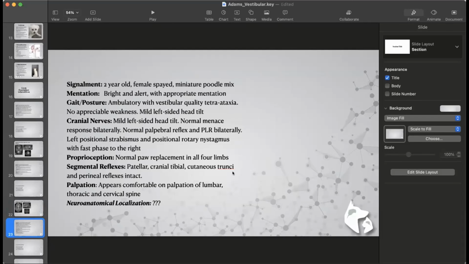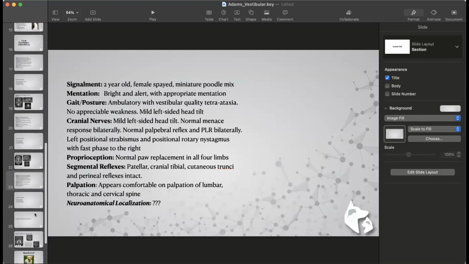So the last case is a 2-year-old female spayed miniature poodle mix that presented bright and alert with appropriate mentation, ambulatory with vestibular quality tetraataxia, no appreciable weakness, and a mild left-sided head tilt. On the cranial nerves, normal menace response, normal palpebral reflex, and PLRs bilaterally. Had a left positional strabismus and positional rotary nystagmus with a fast phase to the right. Proprioception was normal in all 4 limbs, normal reflexes, and appeared comfortable. So where would you localize her to?